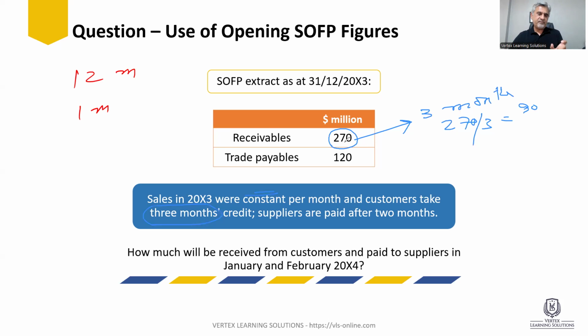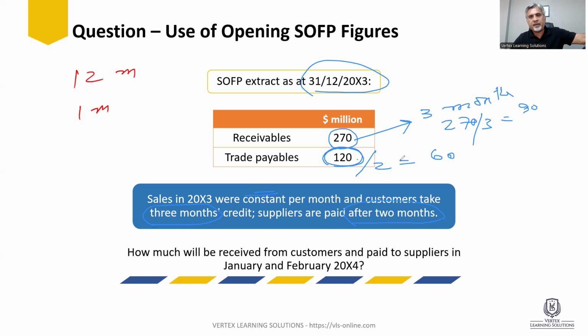So this might be, for example, end of the year, 31st December. So it means that this 270 is the December sales, November sales, and October sales. Because October people have not paid yet. They will pay in January. So October, November, December, 90 plus 90 plus 90. So this is three months. Suppliers are paid after 2 months. If you have payables of 120 million, it means that this is 2 months of payables. So if I divide it by 2, 60 million is November purchases and 60 million was December purchases. So November purchases I will pay in January.